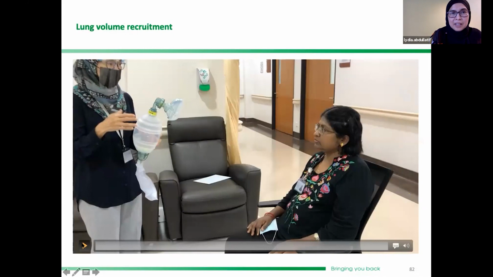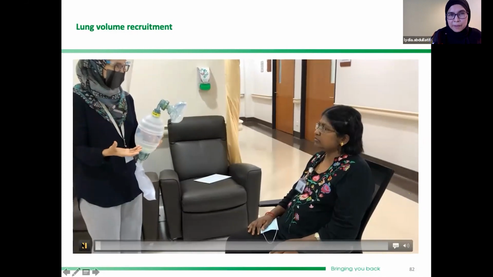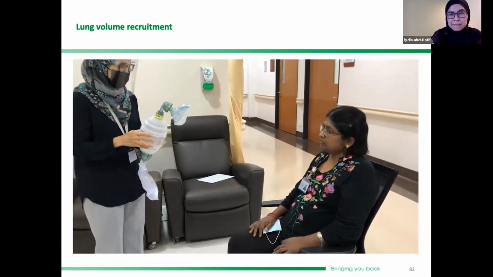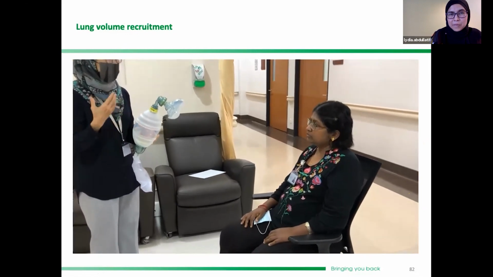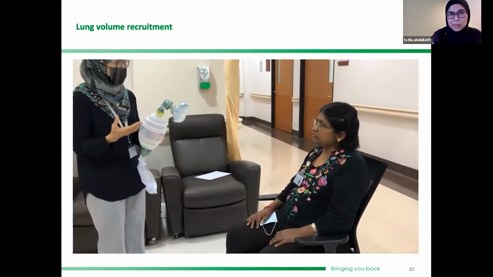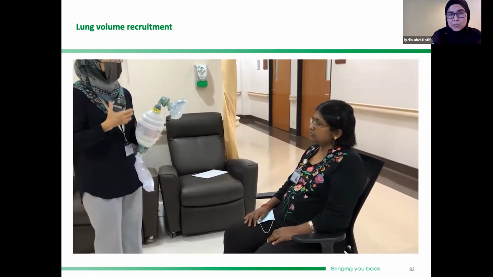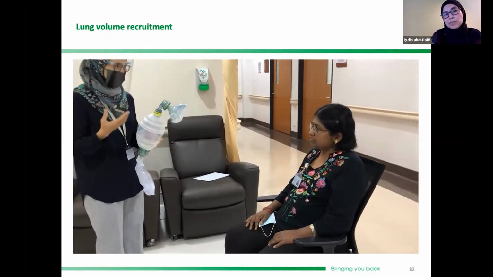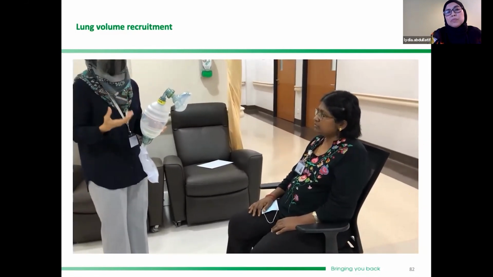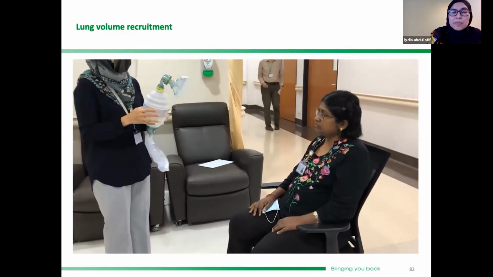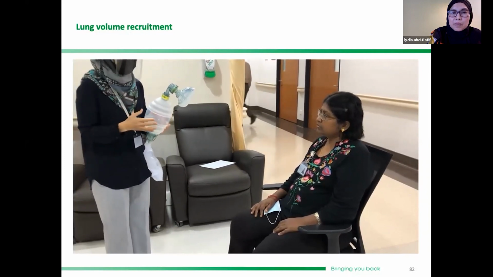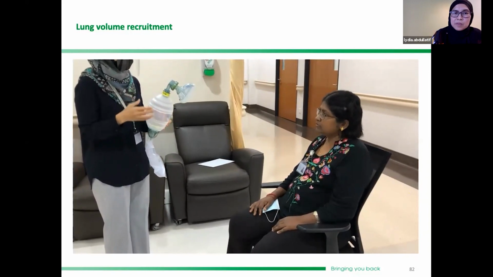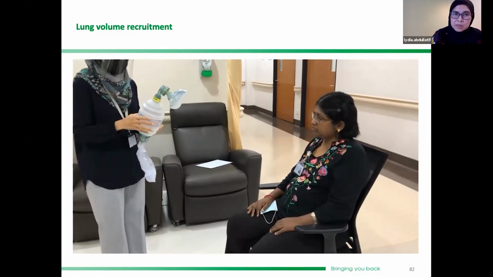So this is showing the lung volume recruitment. Another technique of breath stacking, and this technique will be useful for those who don't have enough strength to cough out. That means they have a problem with the inspiratory or the breathing muscle. So we'll be helping them mechanically using this ambu bag. Alright? So this technique is called lung volume recruitment.